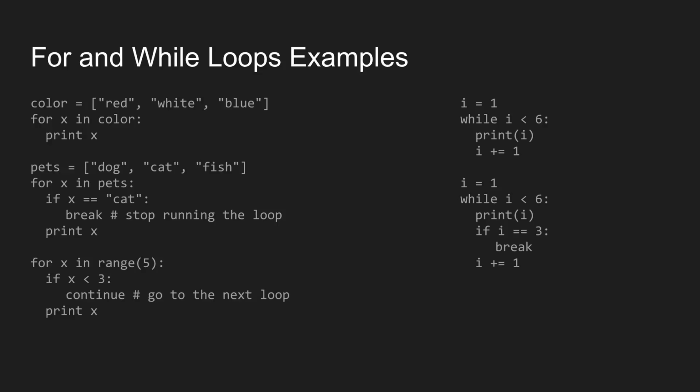Or in this case, while i is less than 6, print i, and then we're incrementing i up to 6. Right now we're going to stop printing. And then this one says if i equals 3, break, and this is going to stop the loop. Okay?